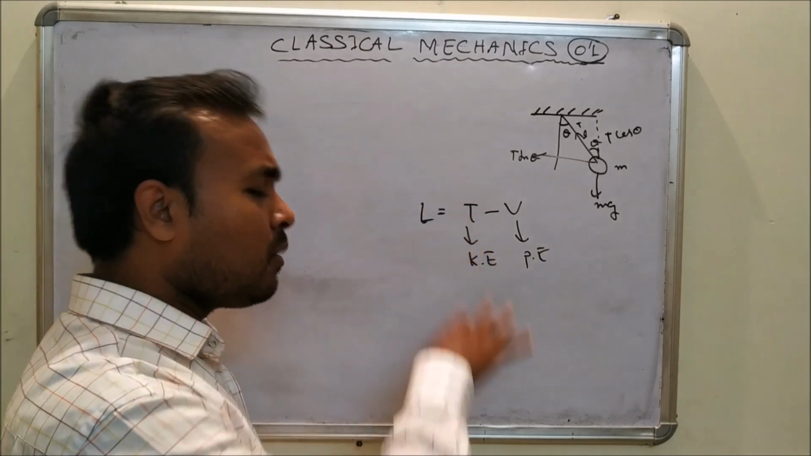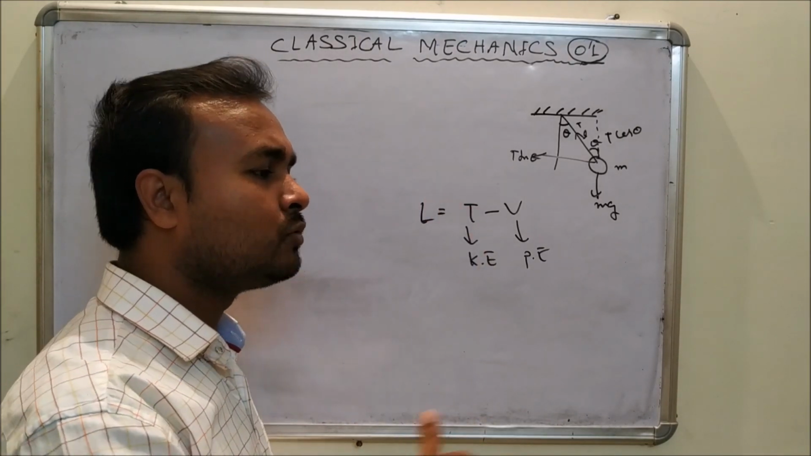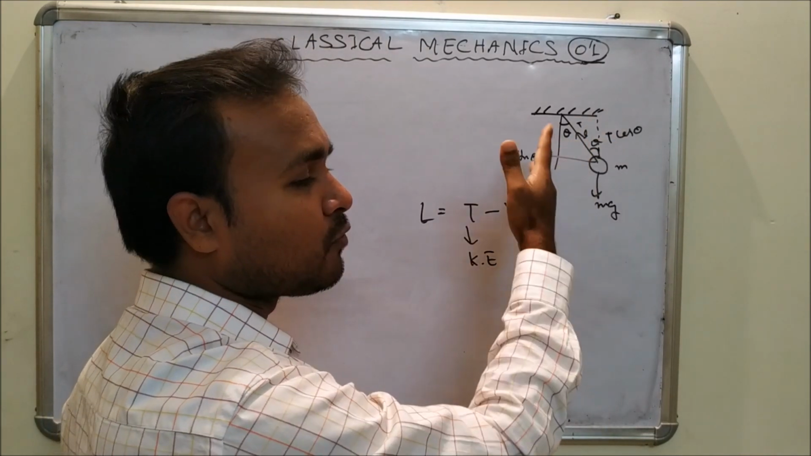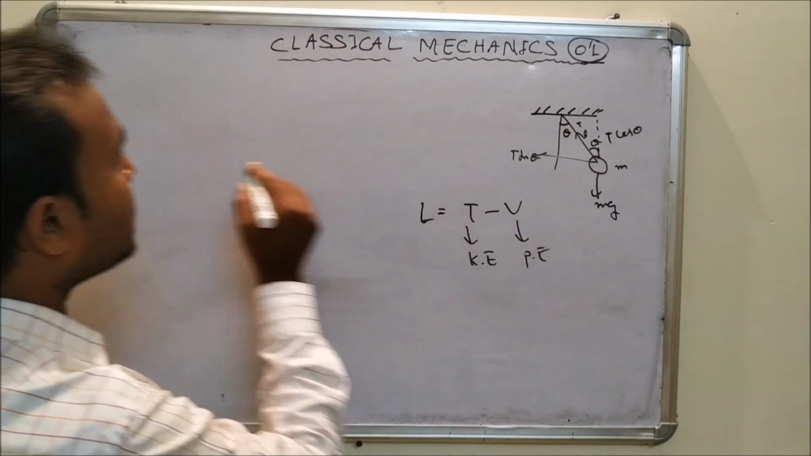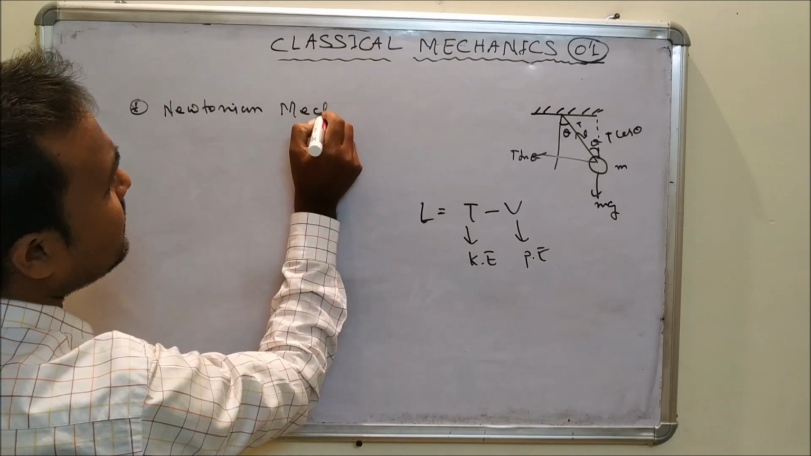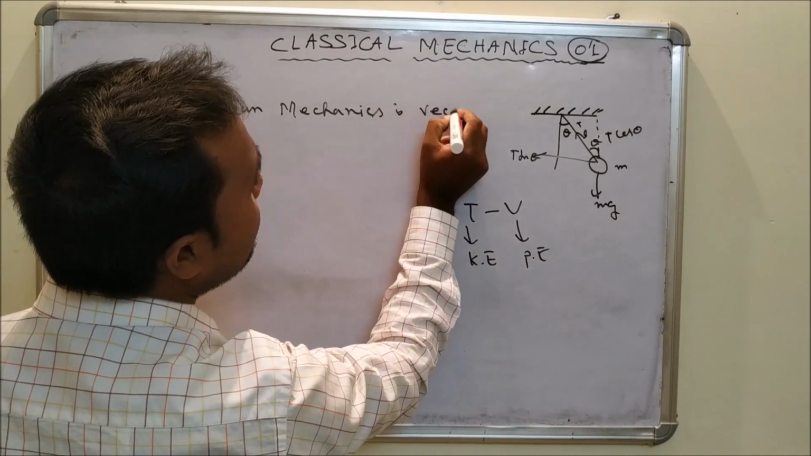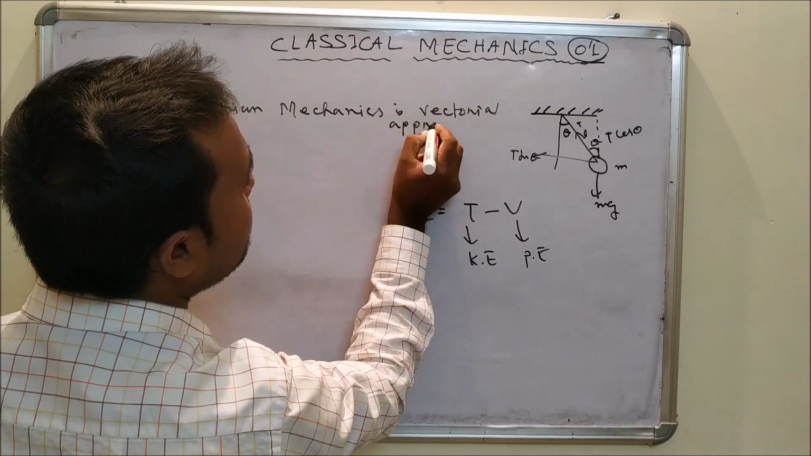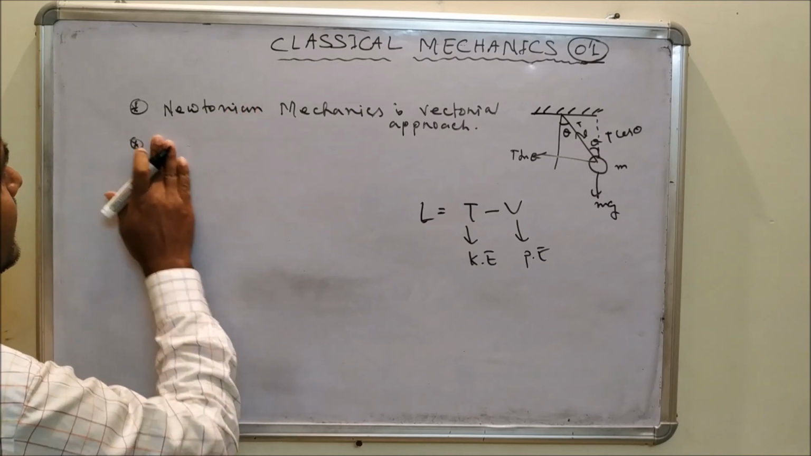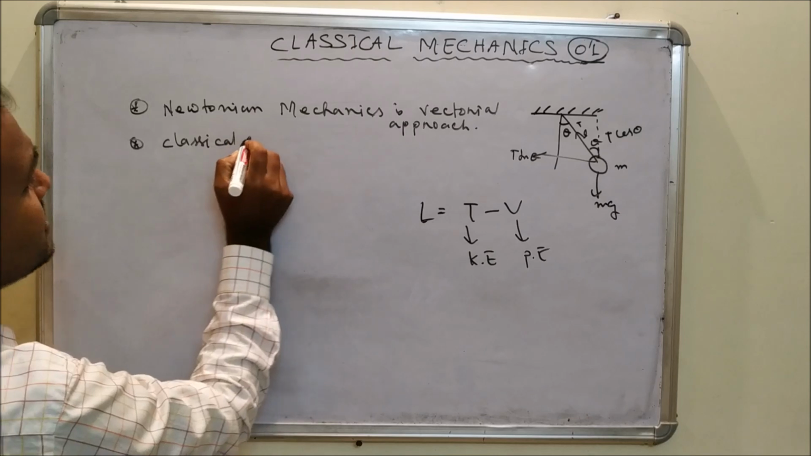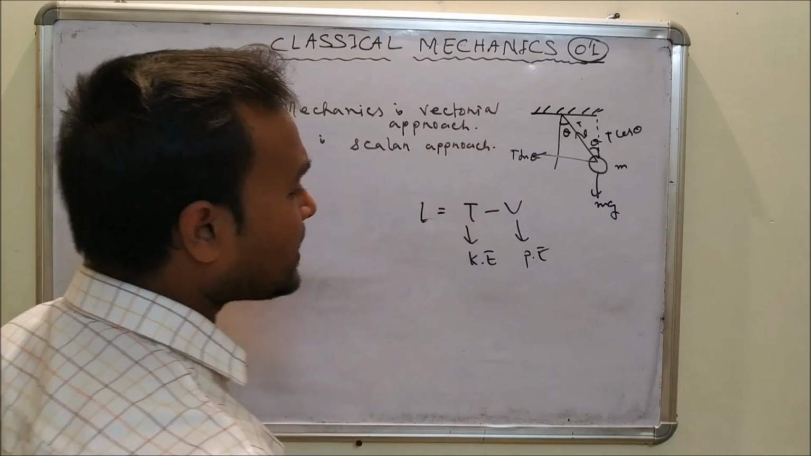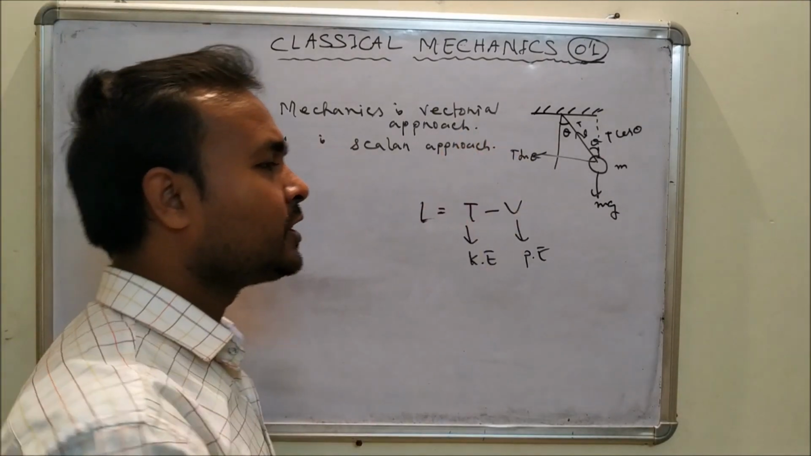So when we solve the problem using the Lagrangian formulation, we are dealing with scalar quantities only. But if you solve the same problem using Newtonian mechanics, we resolve the forces, and force is a vector quantity. So what I can conclude here is that Newtonian mechanics is a vectorial approach, whereas Lagrangian dynamics, or classical mechanics, is a scalar approach. This is the main difference between Newtonian mechanics and Lagrangian mechanics.